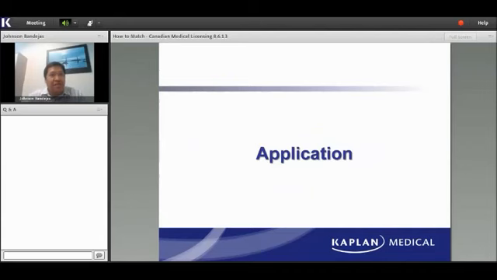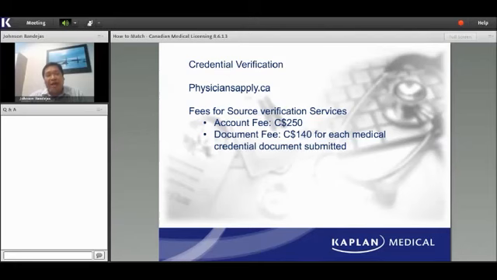Again, to apply for the Canadian Medical Licensure Examination, the first step that you have to do will be to apply at physiciansapply.ca. You have to submit all your credentials for verification. Usually, physiciansapply.ca will use the ECFMG verification source, so if you have an ECFMG account, your verification will be much faster. Now, first-time applicants are required to pay 250 Canadian dollars to open an account. An additional fee of $140 will be asked for additional medical credential documents that will be submitted.